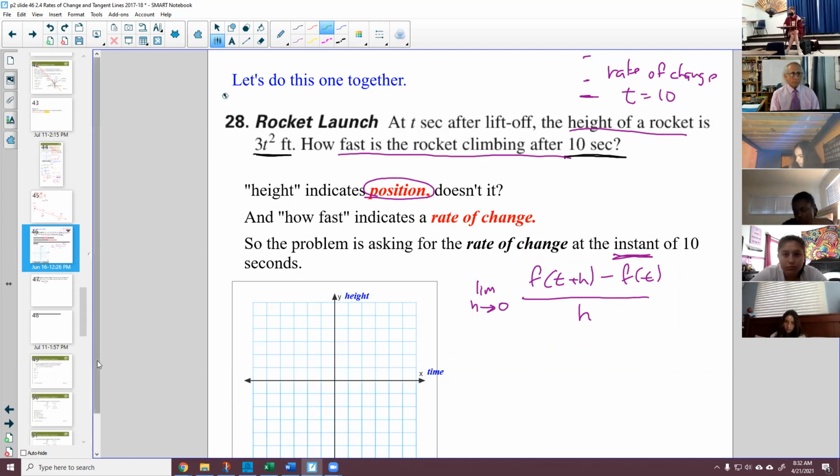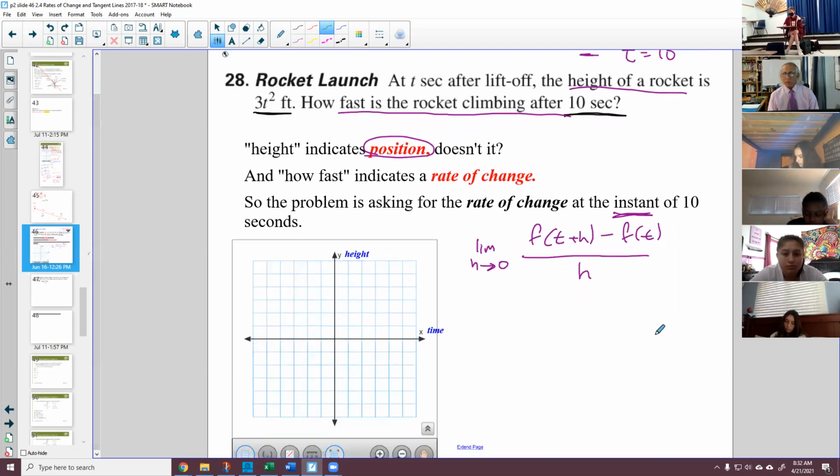So in this particular case, what is our f of t? Okay, so I'm trying to find f of t. Alex, can you help me? What is f of t? I always get confused at this.